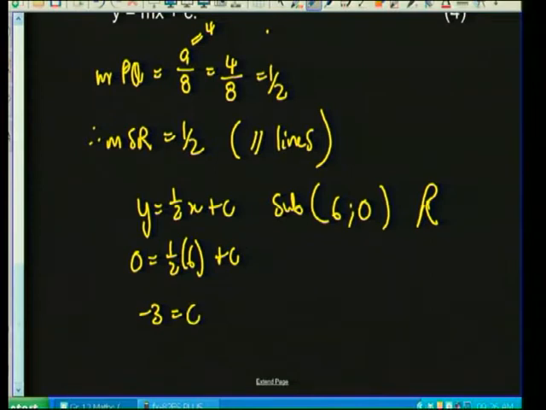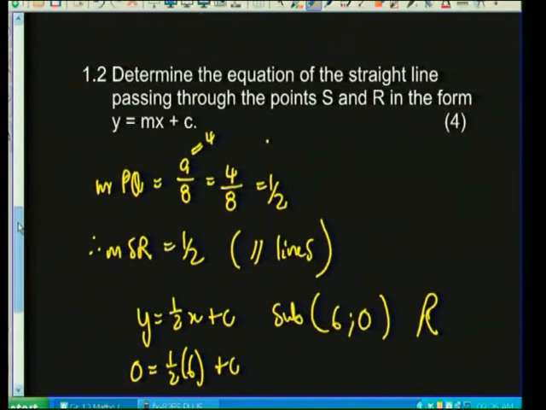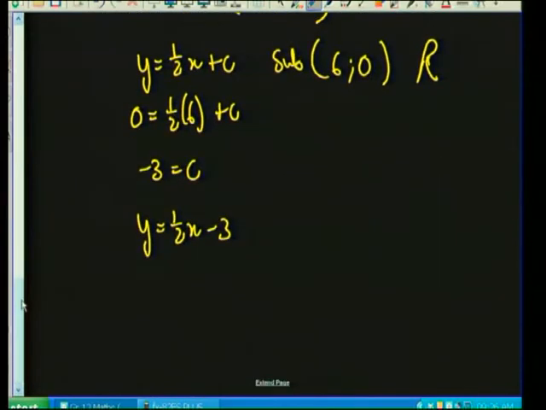Please don't think that you are finished, because the examiner asked for the equation of the full straight line, and so I must give the full equation. And so therefore, y is equal to half x minus 3, and I'm going to tell the examiner this is the equation of line SR. Okay, and so now I've got that equation. Very important: remember to answer the question clearly. Ensure that you have given the examiner the full answer.